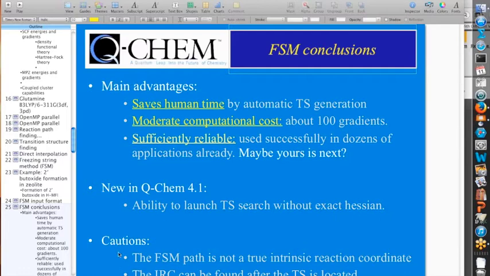And then just a few notes about how your mileage will vary. You don't actually get a true intrinsic reaction coordinate here.